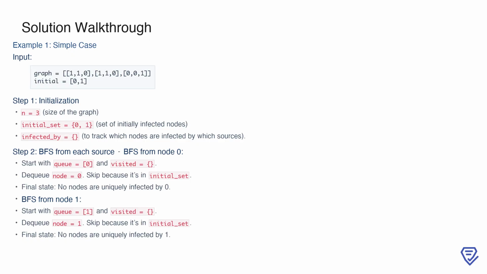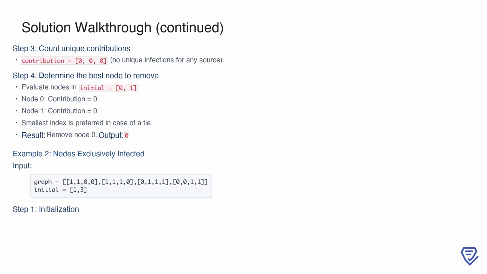Next, we perform breadth-first search, BFS, starting from each initially infected node. Starting with node 0, we initialize the BFS queue with node 0 itself and an empty set for visited nodes. However, as node 0 is part of the initial_set, it is skipped and no additional nodes are infected. Similarly, for node 1, the BFS queue starts with node 1, but since it is also in the initial_set, no unique infections are recorded. As a result, no nodes in the graph are uniquely infected by either source. With no unique infections recorded, the contribution array remains 0, 0, 0, indicating that none of the infected nodes contribute a unique infection to the graph.